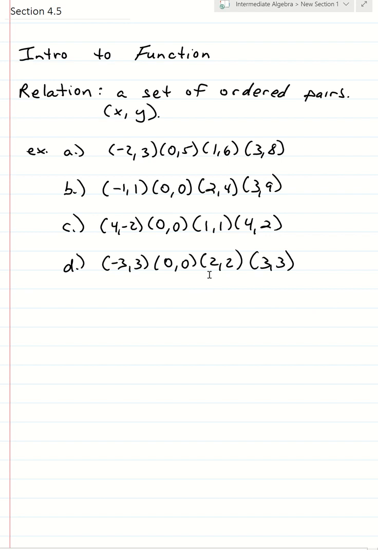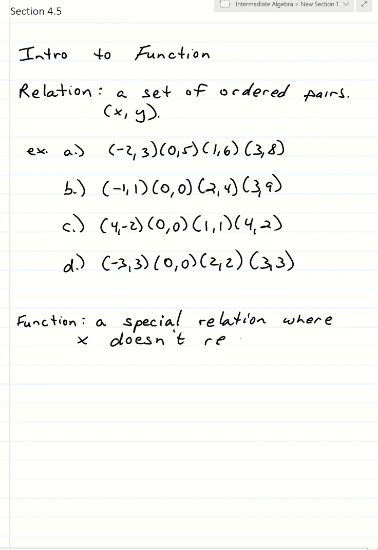Okay? So now that we know what a relation is, next we want to define what is meant in math by a function. Now, by its definition, a function is a special relation where x doesn't repeat. Okay? So a function has to be a special relation. It has to be a special set of ordered pairs where the x value doesn't repeat.